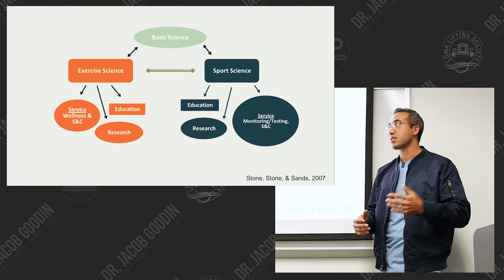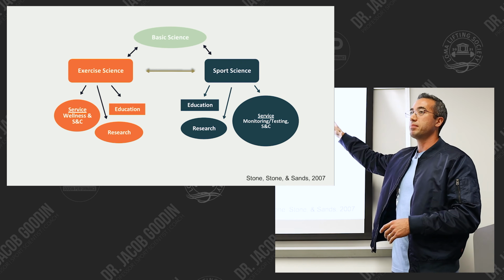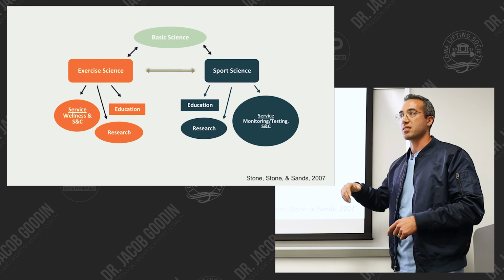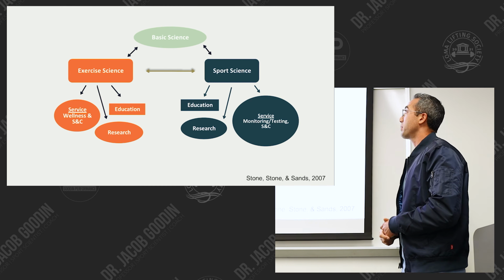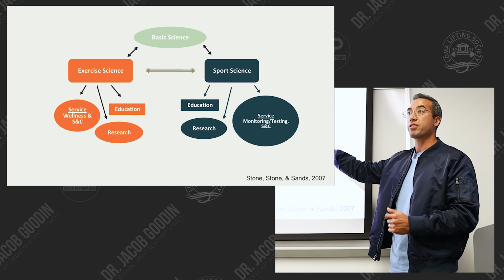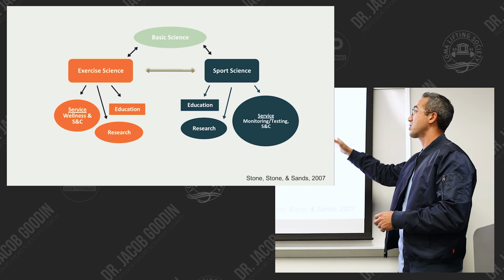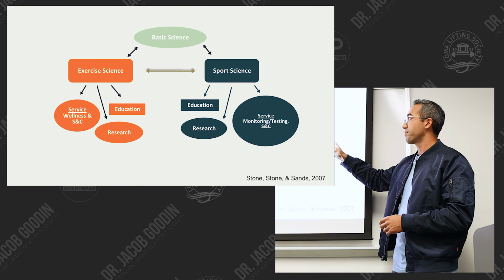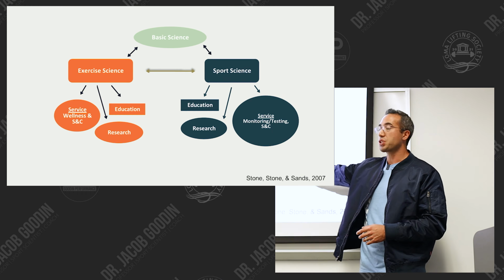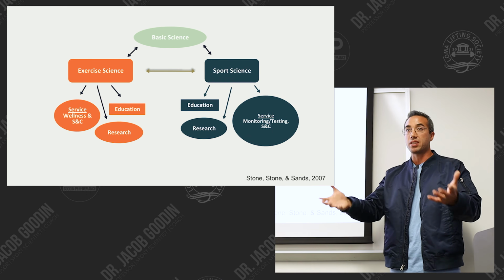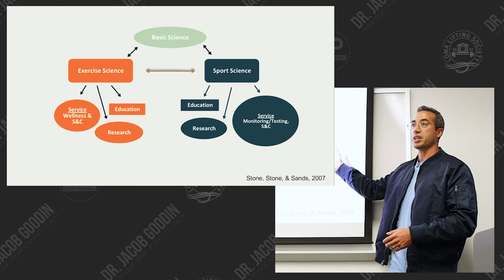So here's how this looks. We have basic science at the top. Okay, so chemistry, biology, physics, the basic sciences. From there, as two different and unique subcomponents, but that both have overlap, we have exercise science and we have sports science. Now, both of them have research components and both of them have education components. Right now, you guys are in the education component of a sports science program.